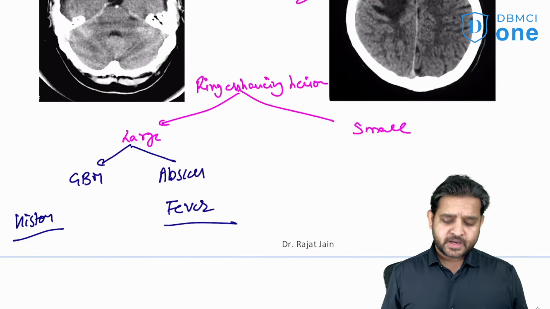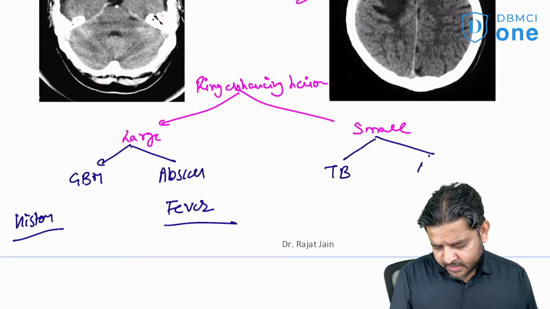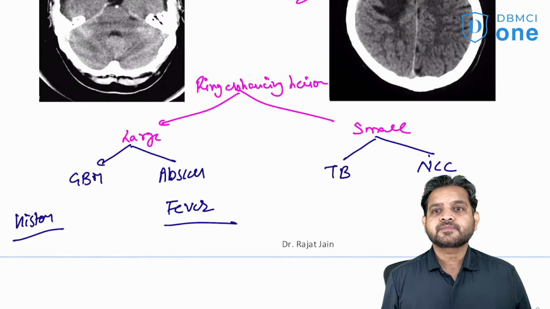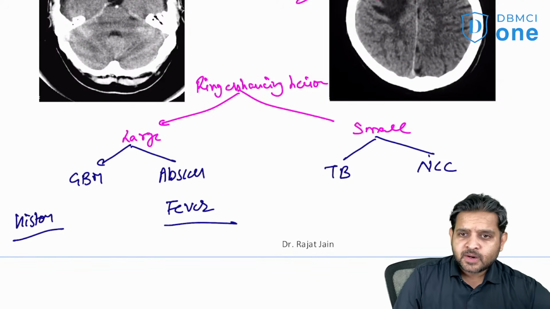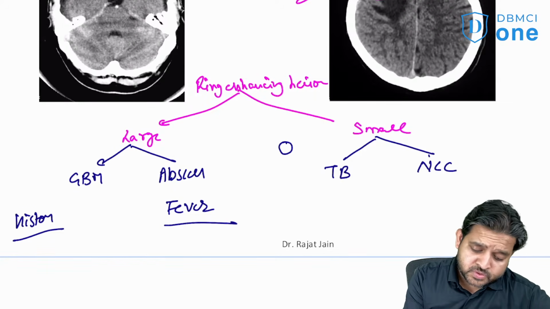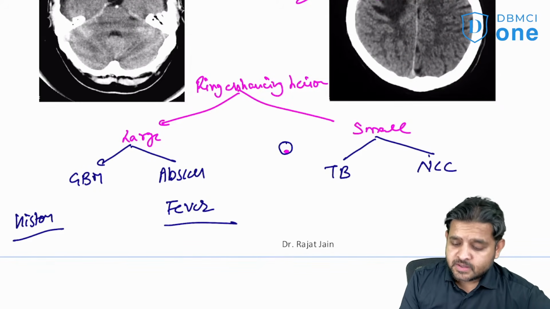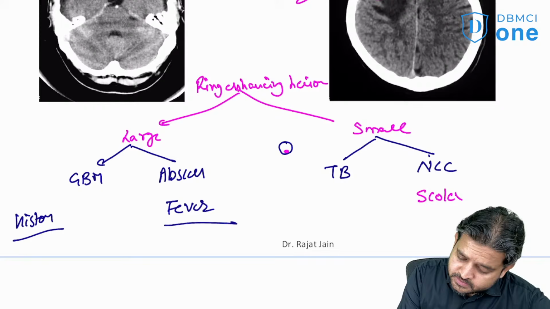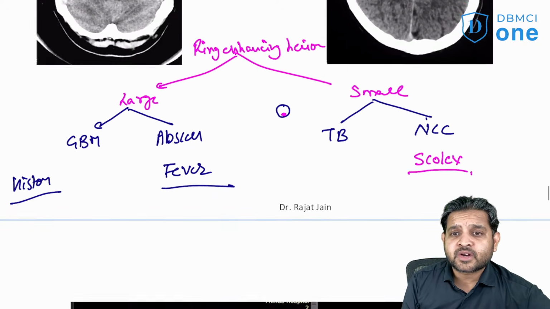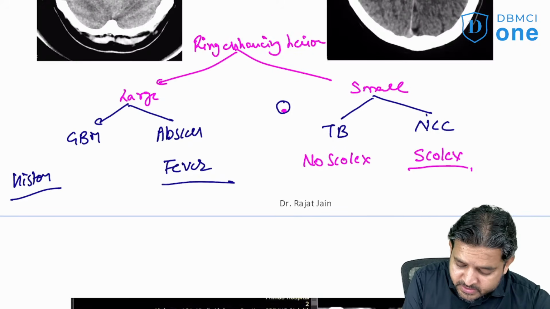will be given. Right? Now, if it's small, remember it will be either TB or NCC. Look at it carefully. If you see a lesion with an eccentric nodule within, this is a scolex, and scolex is a diagnostic feature of NCC. In TB, there will be no scolex, right?